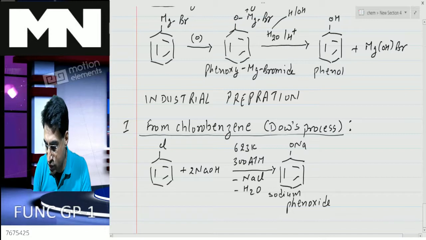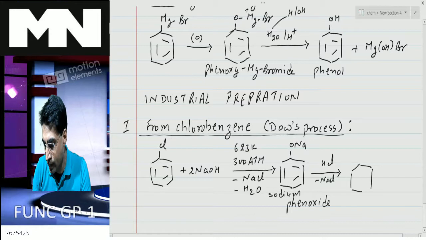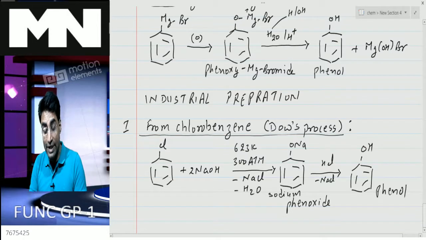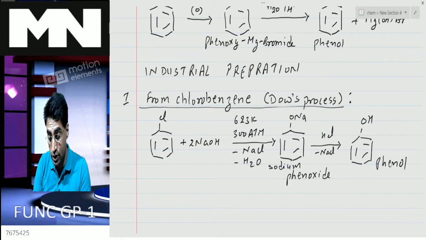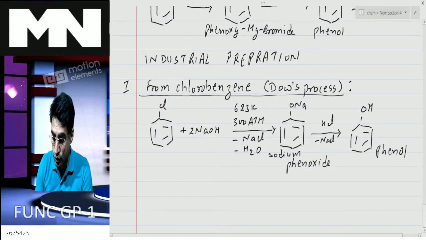This sodium phenoxide, when reacted with HCl, will lose NaCl and I will get phenol. This is what I am getting, phenol. The next industrial preparation that is given as a question in your textbook, exercise question.